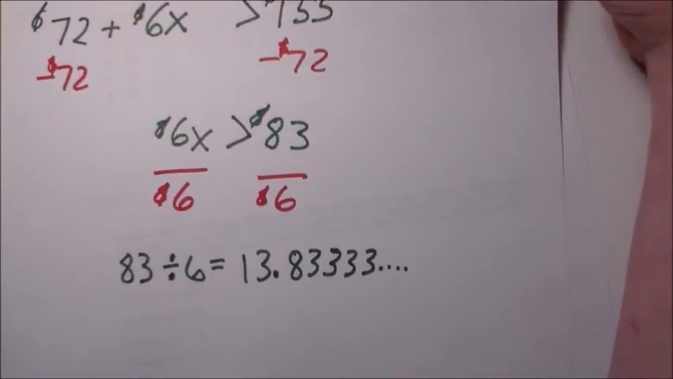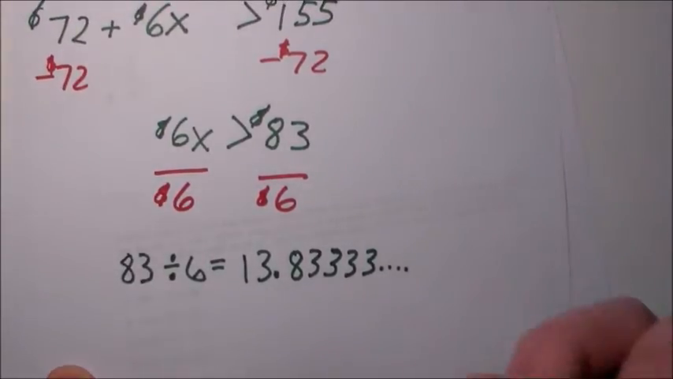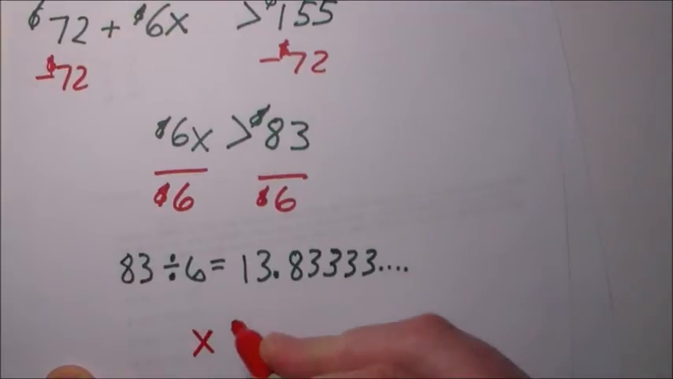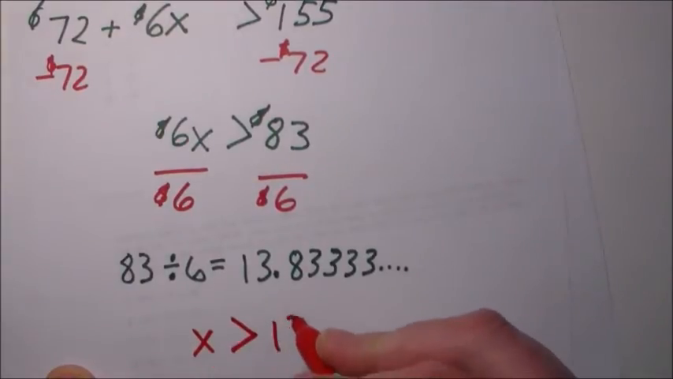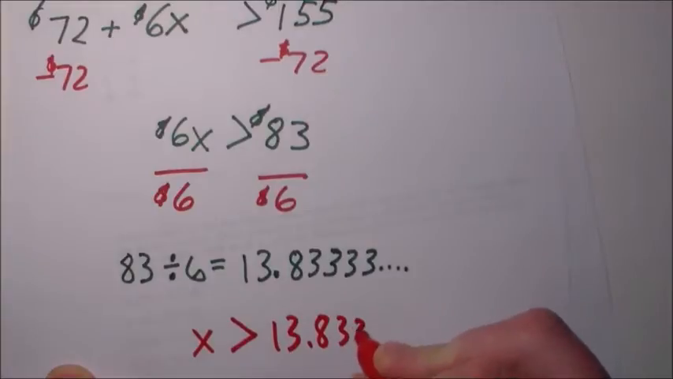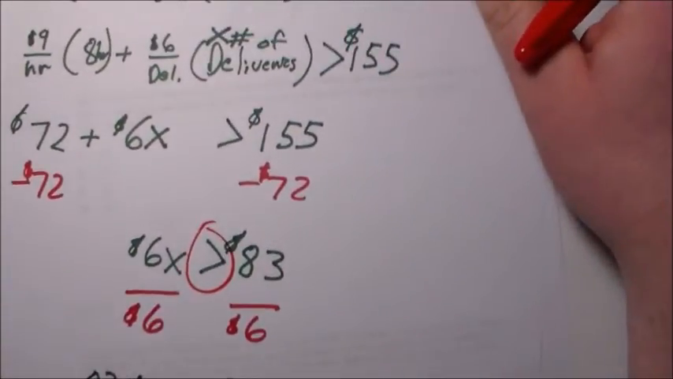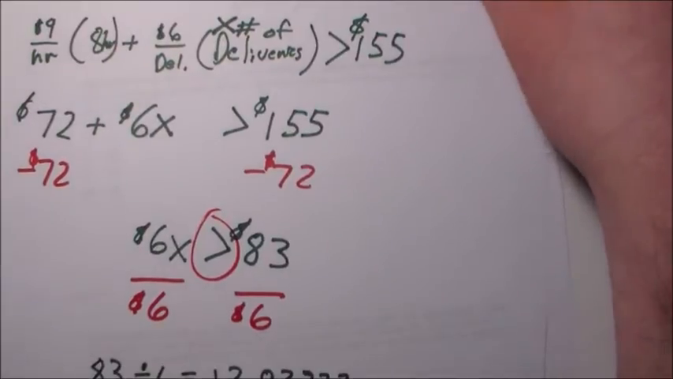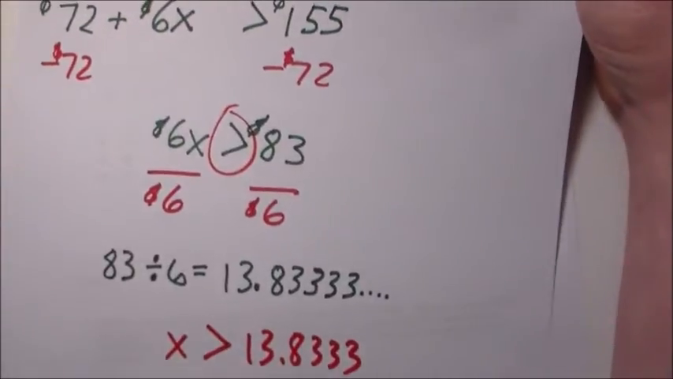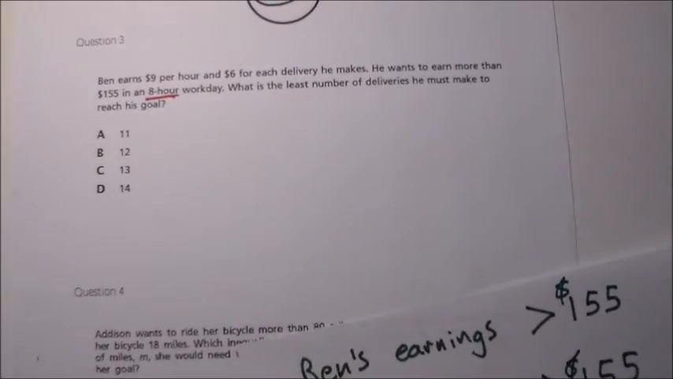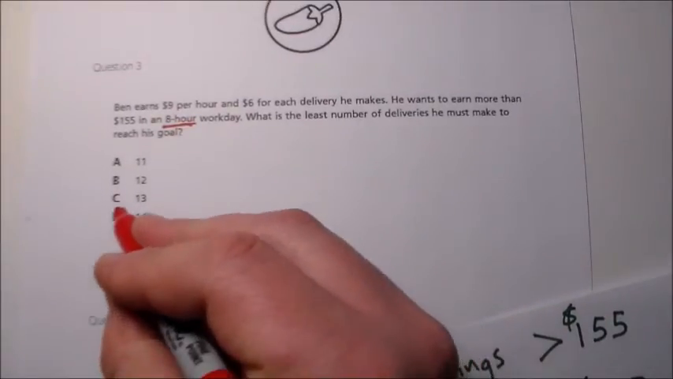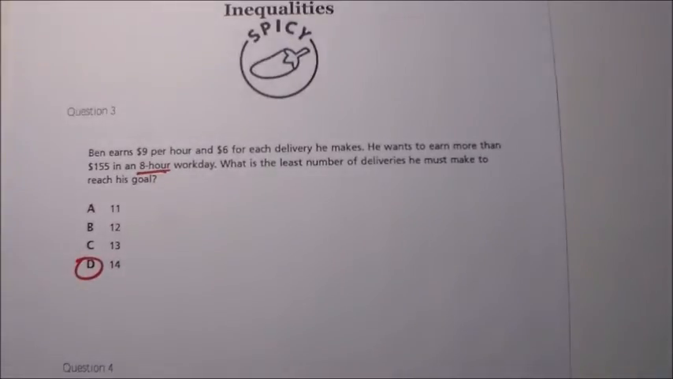We get 13.83333333. So we have x needs to be greater than 13.8333. Remember, it's greater than because Ben wants to earn more than $155. So what number out here is greater than 13.8333? 14 is. And we're good.